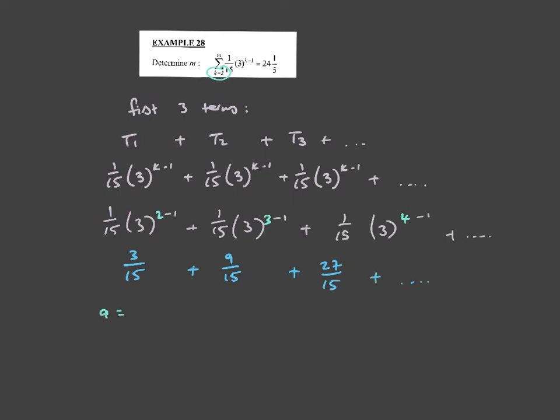Okay, so what do we know? We know that the first term is equal to 3 over 15. We know what the ratio is. The ratio is 3, right? You multiply every single term by 3. We just go term 2 divided by term 1, okay, and so on. And what we've got is, how many terms are there? Do we know how many terms there are in this case?